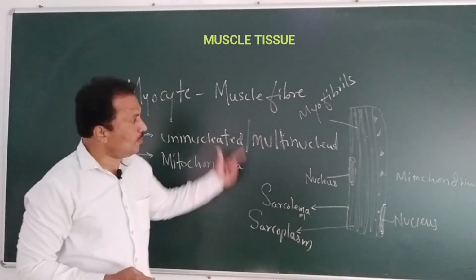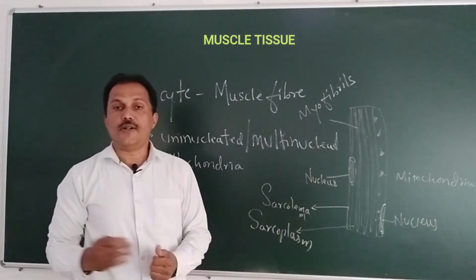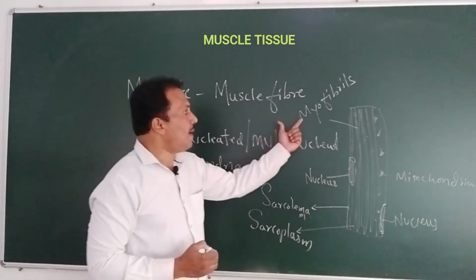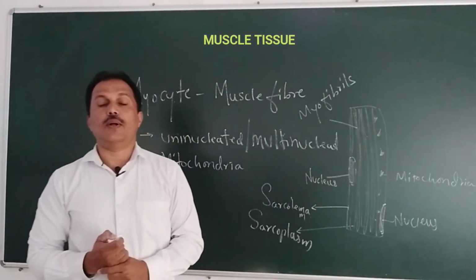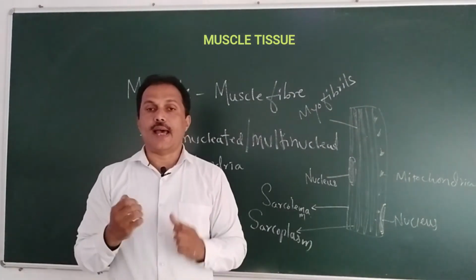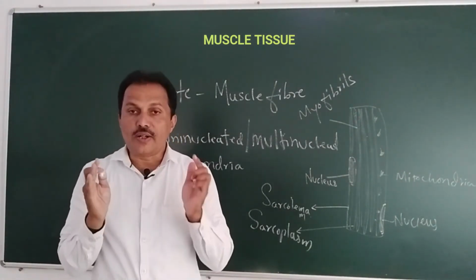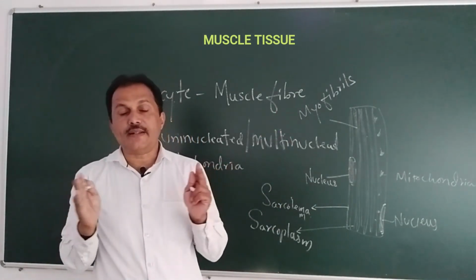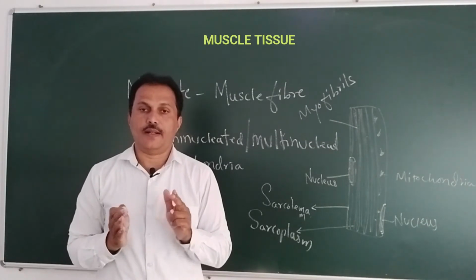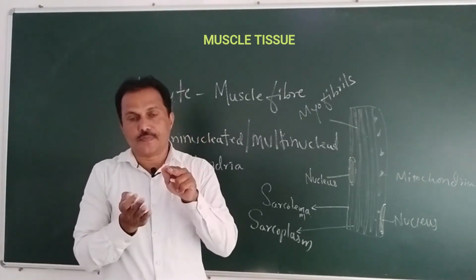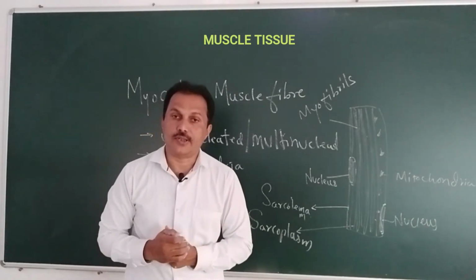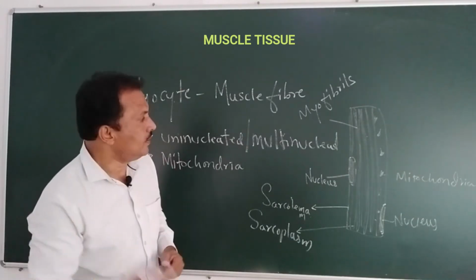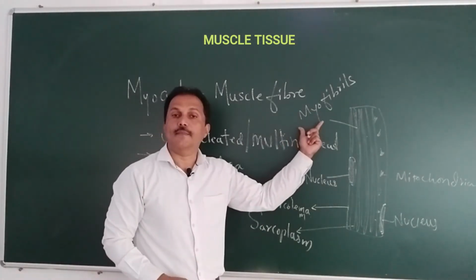The cytoplasm of the muscle fiber is filled with contractile fibers known as myofibrils. Contractile, what does it mean? It means they have the capacity to contract. These myofibrils, or the muscles, get contracted on stimulation and their length is reduced. That is the peculiar and important property of the muscle tissue, and this is because of the myofibrils.